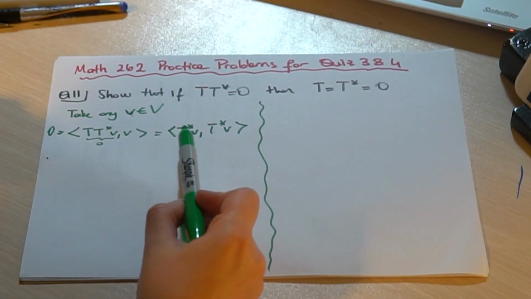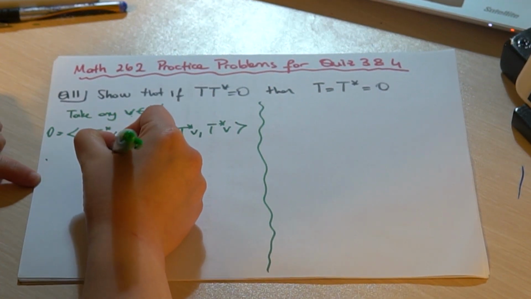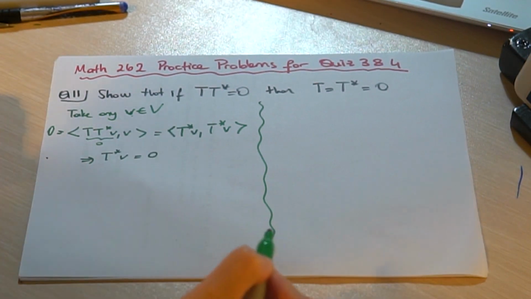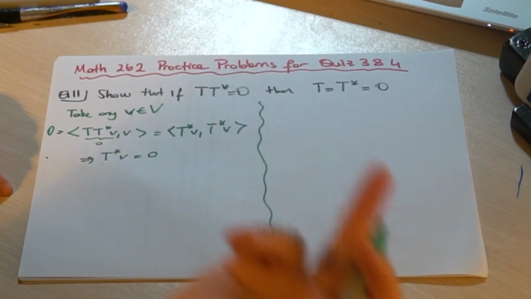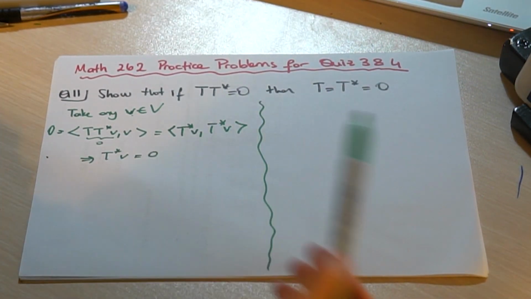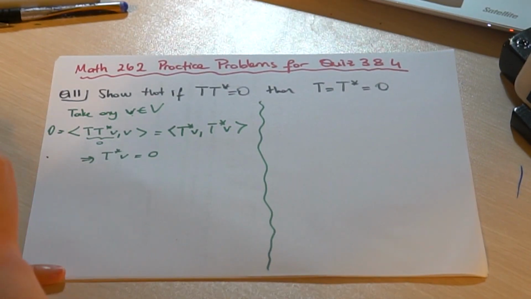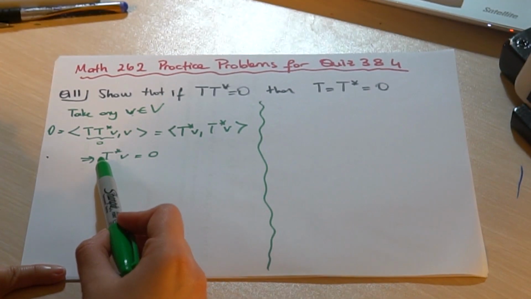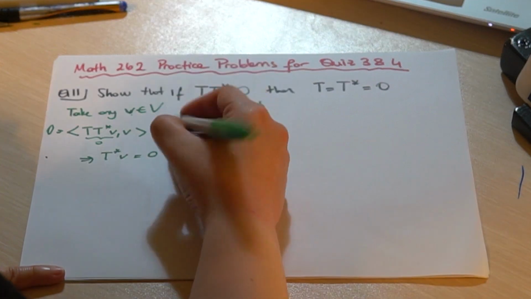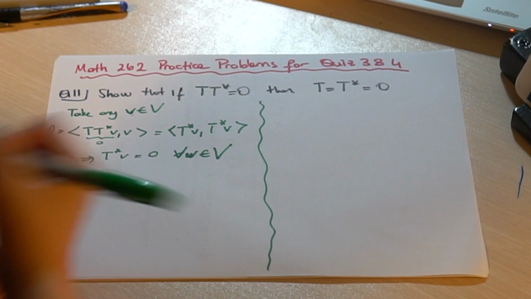So, since ⟨T adjoint v, T adjoint v⟩ is equal to 0, this implies that T adjoint v is equal to 0, right? This is one of the properties of the inner product: if ⟨v, v⟩ is equal to 0, then v must be equal to the 0 vector. So T adjoint v is equal to 0, but we took v arbitrary. So this is true for every v in V.